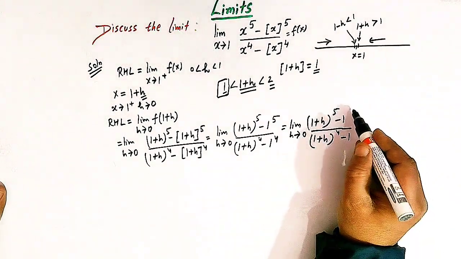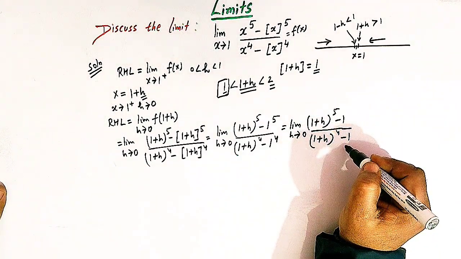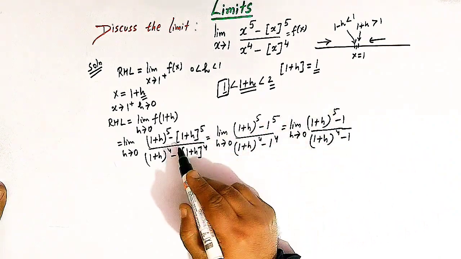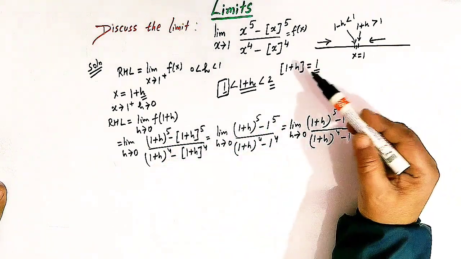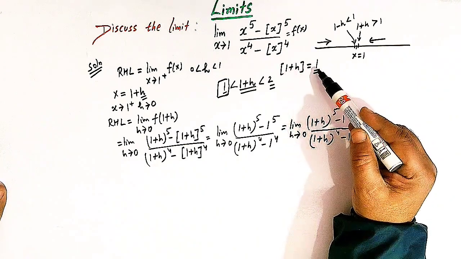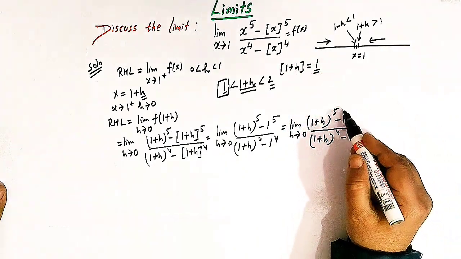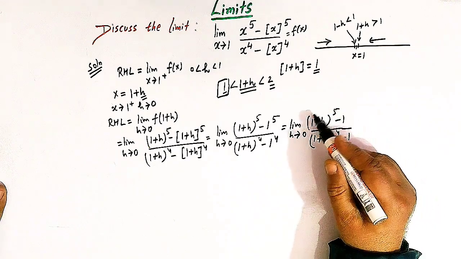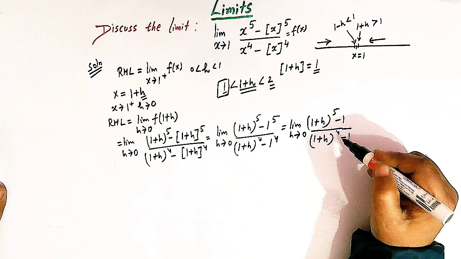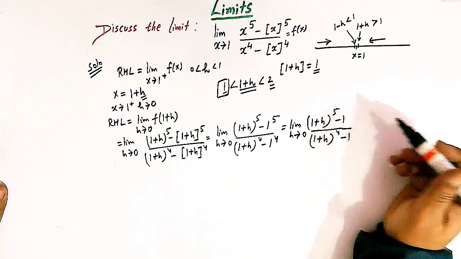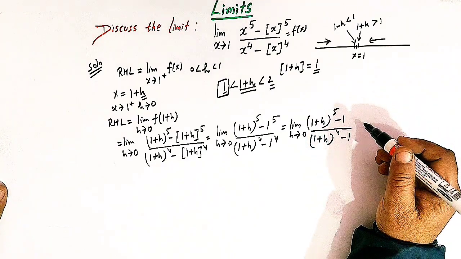So now we have to evaluate this limit, right? We have already got rid of this greatest integer function by taking the greatest integer of 1 plus h as 1, right? Okay, so now to solve this limit, we have a variety of methods, but here we'll make use of the famous L'Hopital's rule, right?